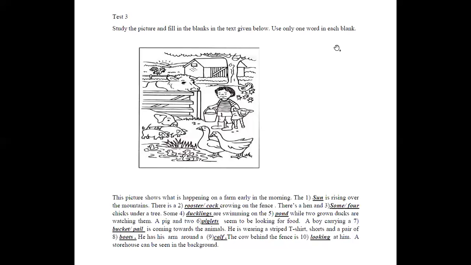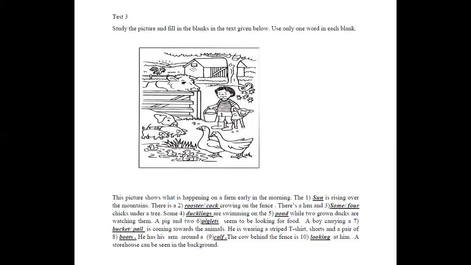Okay, then the other sentence, a pig and two. Now you can see in the front of the picture, there is a pig, and also small pigs. That means piglets. You can use the word piglets for the younger version of pigs. So a pig and two piglets seem to be looking for food.